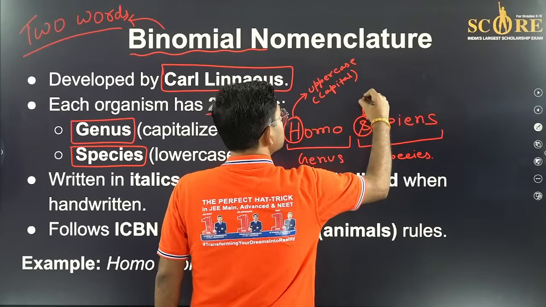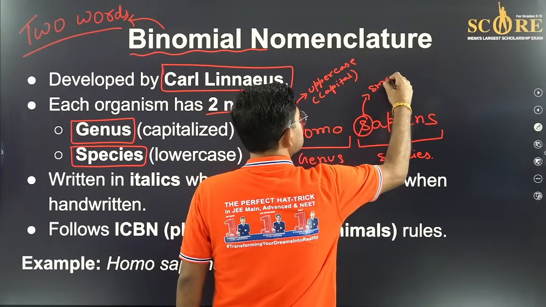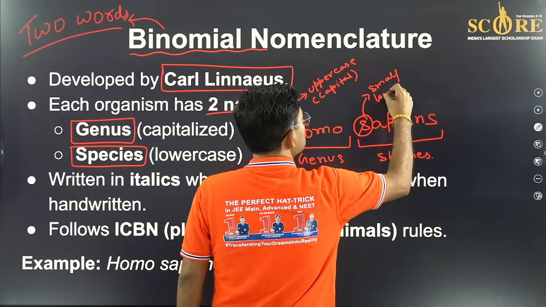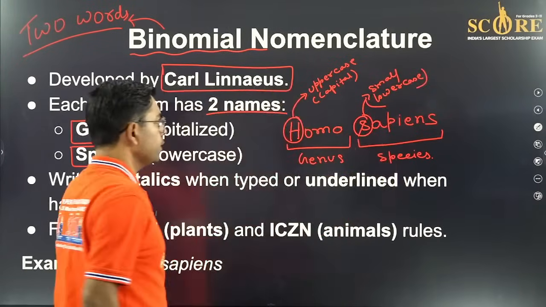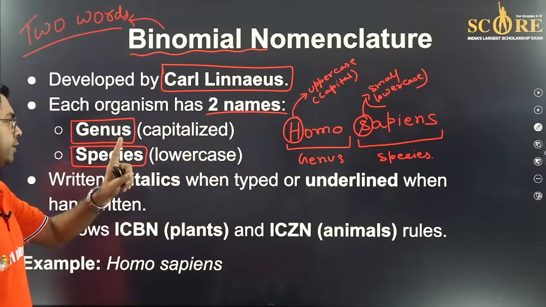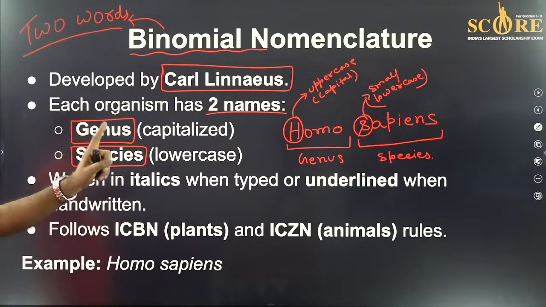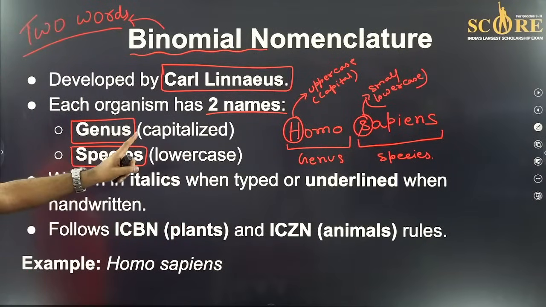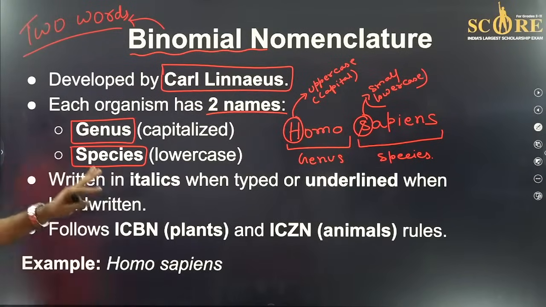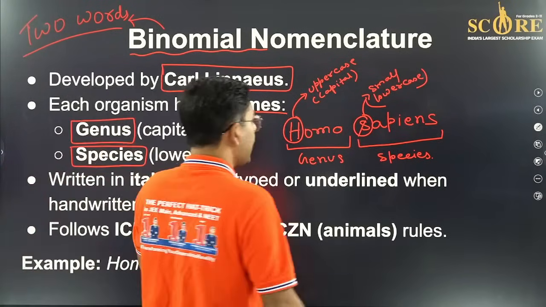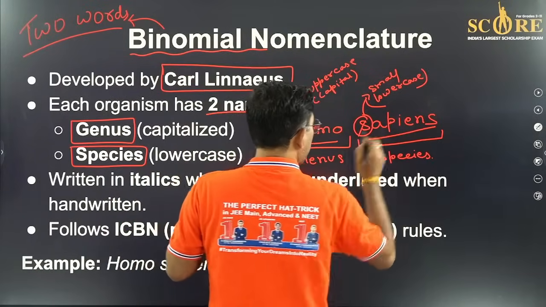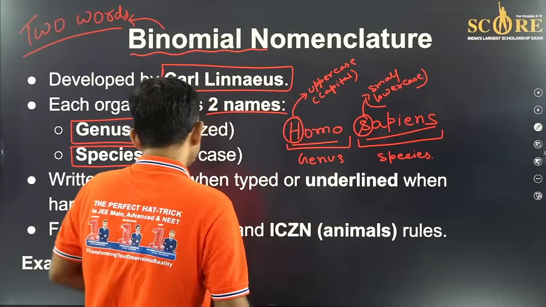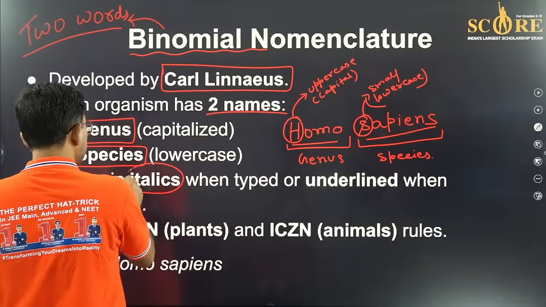And this one is small letter or lowercase. Clear? So first word genus, second word species, and the first letter of genus is capital, the first letter of species is small. Now if I am doing it handwritten, then I will underline them separately, and if I am typing it, it has to be written in italics.